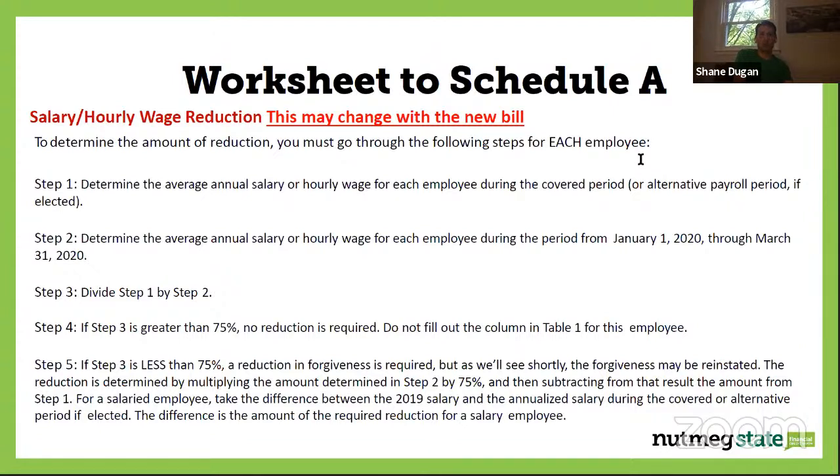By multiplying the amount determined in step 2 by 75%, and then subtracting from that result the amount from step 1. Again, it's very granular, and it's tough to see without actually doing an example. I think I might even have an example of this, but I can't remember exactly what the slide is. That's what that process is to figure out, if you did not meet that 75% figure, how that is going to reduce your overall forgiveness in the end.